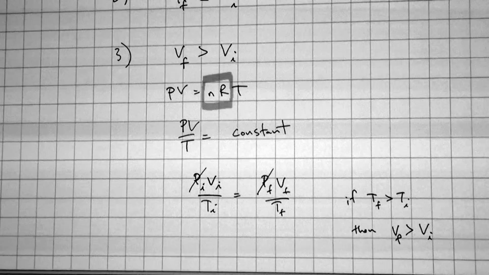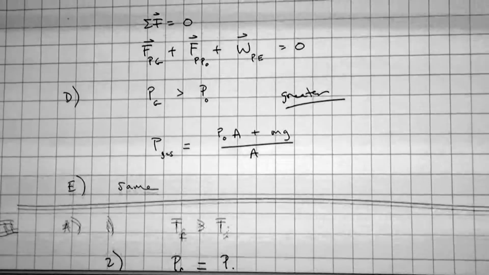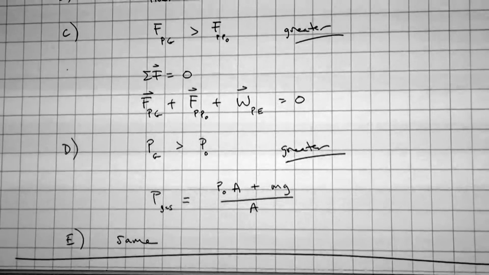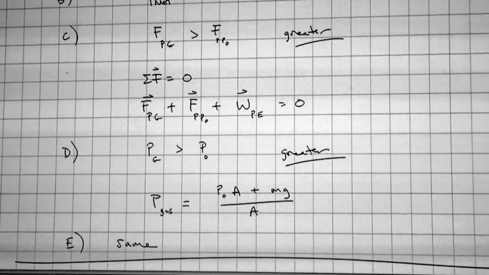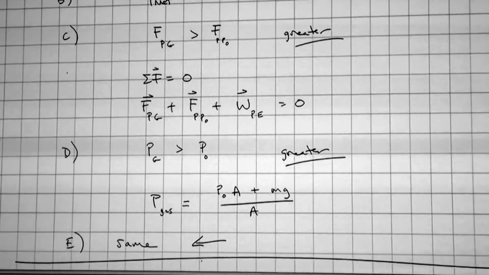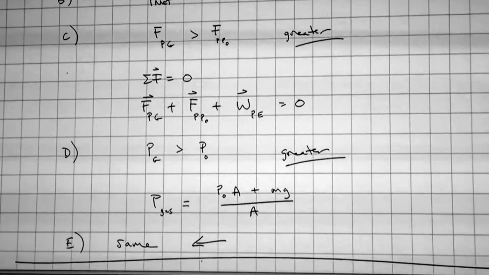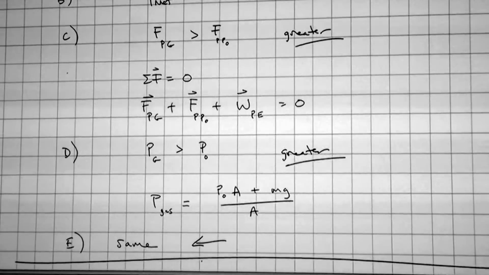You may have been tempted to use the ideal gas law back for that previous one with the two, for part E. You may have been tempted to use PV equals nRT, to try to figure out how the pressure compares in these two cylinders. What's the problem with that? The second cylinder is different. It has a different gas, a different number of moles.